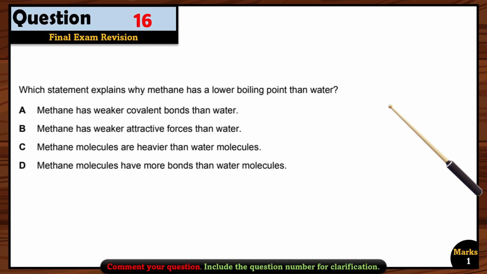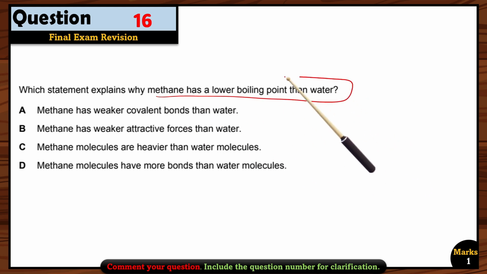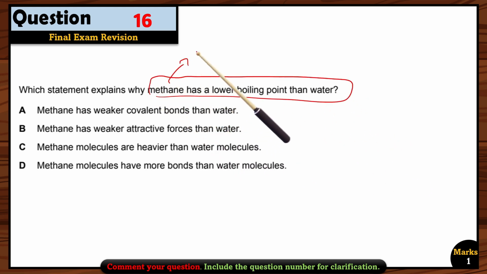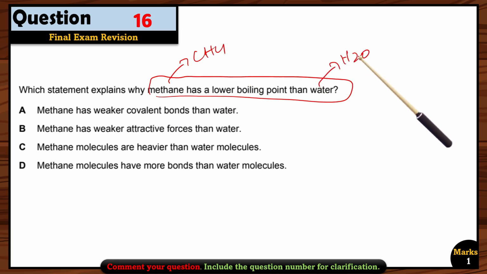Let's see another question. This is also related to intermolecular forces. I'm just giving you 2 or 3 examples so the concept is clear. Which statement explains why methane has a lower boiling point than water? Methane is CH4. It's a covalent compound. Water is also a covalent compound because it's made up of non-metals. This one is also made up of non-metals. So both are covalent compounds. So why does one covalent compound have a lower boiling point than the other? Again, the reason is the weak intermolecular forces.